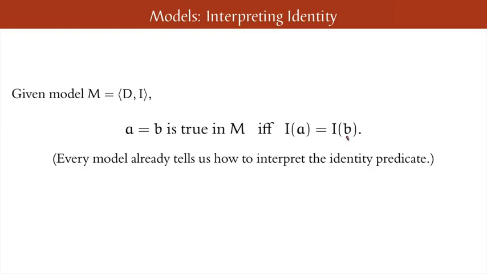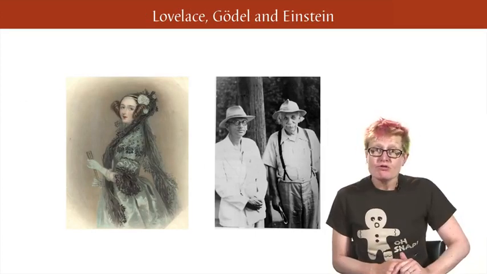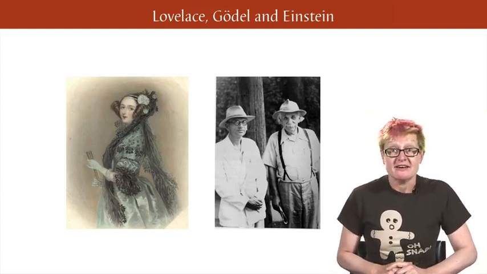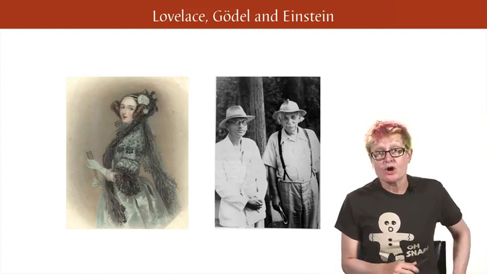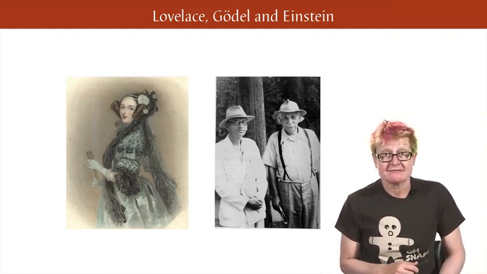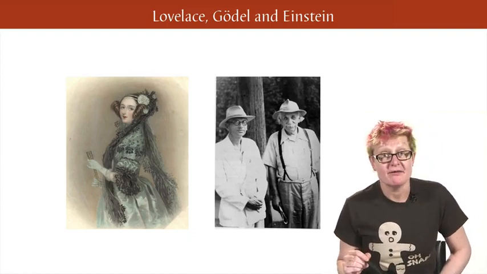Conversely, using our shorthand convention, a negated formula, A is not identical to B, is true in a model M if and only if the object interpreting name A is different from the object interpreting name B. So let's see an example of truth in a model for identity and non-identity formulas. We'll go back to our long-running favourite example of a model whose domain has three objects: Ada Lovelace, Kurt Gödel and Albert Einstein.